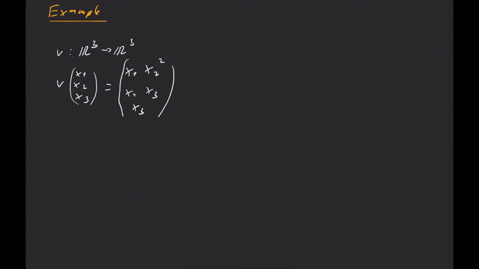And let's say we have a curve, gamma, that maps the interval 0, 1 to R3. And that is defined as gamma of t equals t, t squared, t to the third.